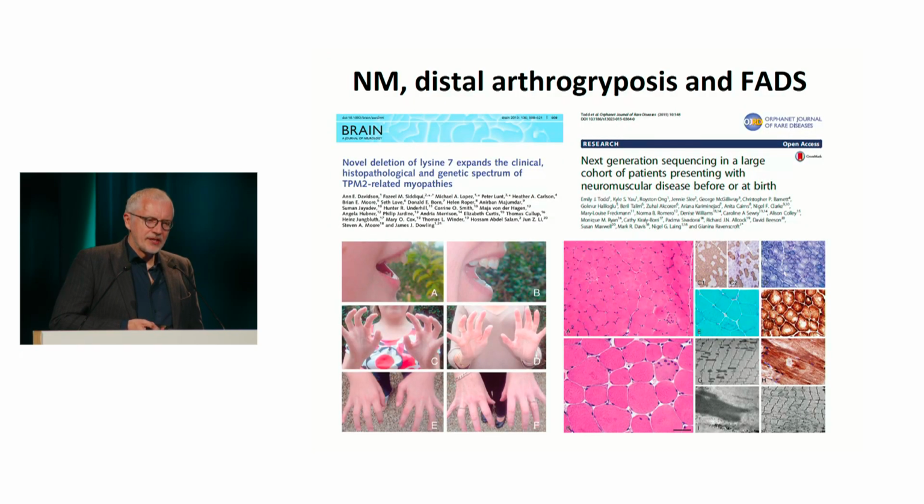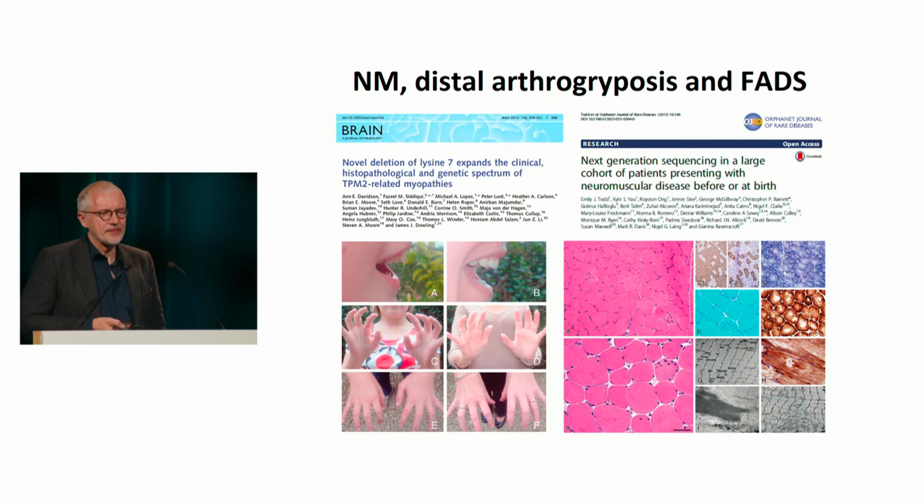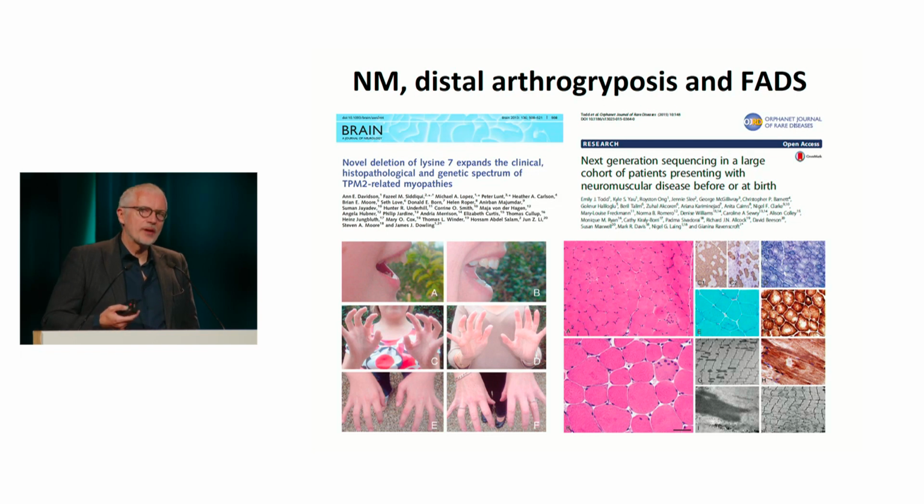And I did mention the marked distal involvement in nebulin myopathy, but also other forms of Nemaline myopathy. And there's clearly an overlap with the distal arthrogryposis spectrum with regards to the genes implicated in Nemaline myopathy, and genes involved in Nemaline myopathy are also strongly represented in cohorts of fetuses presenting with the fetal akinesia sequence. So there is a continuum in both of these different spectrums.